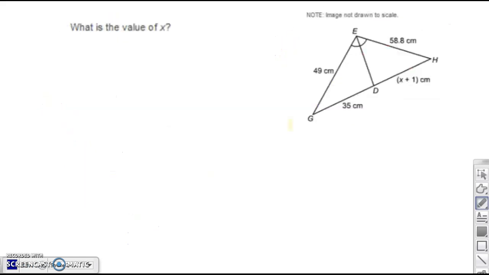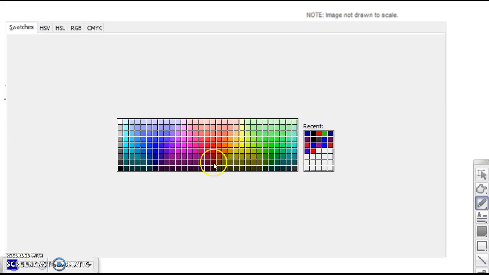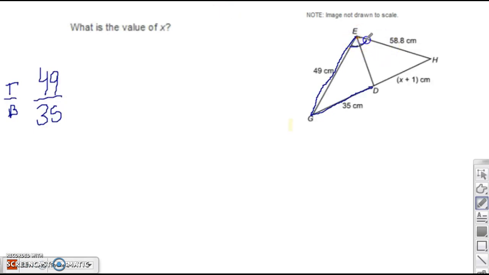Okay, so we want to solve for x again. This is an angle bisector here. We know that because those two angles are marked congruent. So if you think about splitting it up, we have top over bottom on this side, so 49 over 35. And if you want to make yourself a note, you did top over bottom. So you want to make sure that on the other side, you also do the top over the bottom.